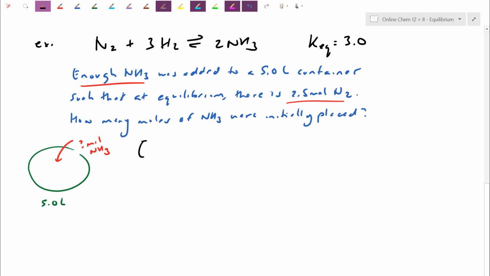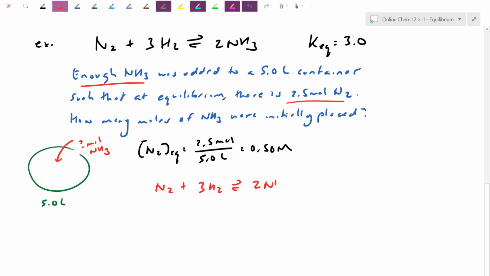Unfortunately, again, that's just in moles. Let's just calculate that first. What is the concentration of N2 at equilibrium? I measured 2.5 moles. It was a 5-liter container. I have enough N2 to make my solution 0.50 molar as a concentration. We're going to use our equation as our heading. So N2 and 3H2 are in equilibrium with 2NH3.